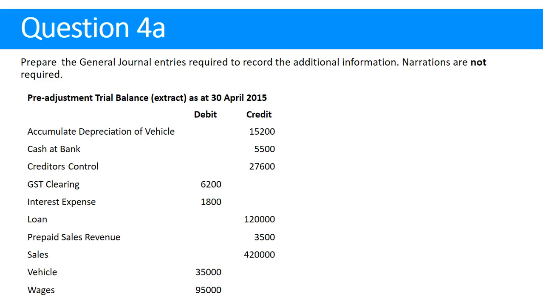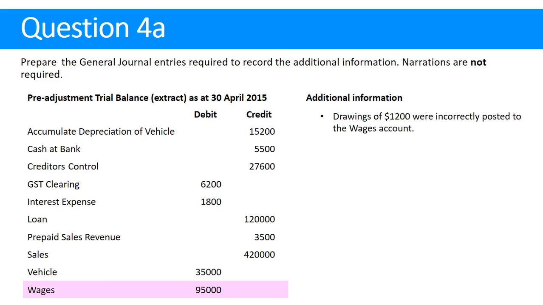Narrations are not required. So what we have here is an extract from the trial balance, and it says pre-adjustment. So none of these figures include any of the additional information that we've been given. So we've been told about the drawings, and I think the best way to answer this question is to go through each additional information point, get our pens or highlighters, and tick the bit of the trial balance that this relates to. So in this case, it says drawings of 1200 were incorrectly posted to wages. So we want to go and highlight wages and say that's the figure we're going to need to use.